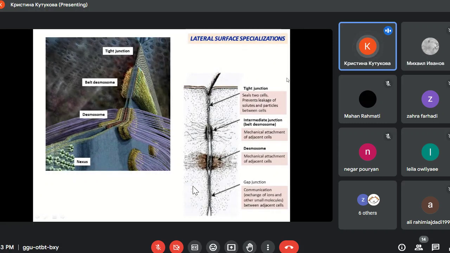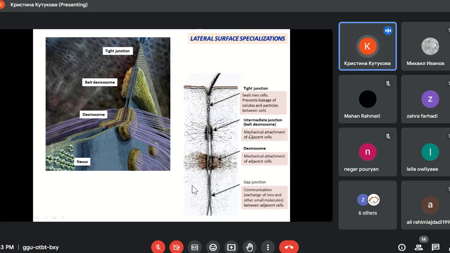The same as here: two adjacent cells, first tight junction. This is how it really looks. It is when two membranes come close together and they are sealed together with specific proteins that come through both membranes, from the cytoplasm of one cell to the cytoplasm of the second cell, and pin two membranes very close together.